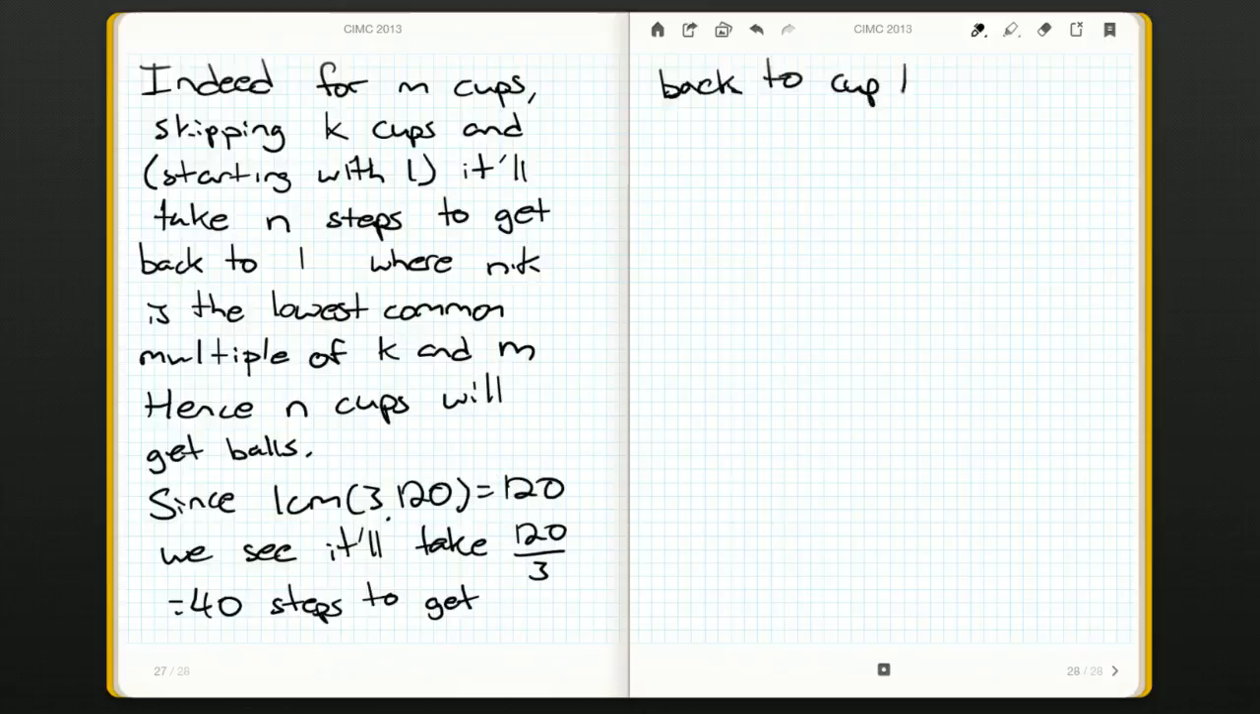Right? You might have been able to just say this right off the bat. We can see every third cup, we're going around 120 times, so everything's going to work out perfectly. And we just do 40 steps, and then we'll be back to 1. We're counting the cups that are equivalent to 1 modulo 3, is another way to look at this. So 40 cups will get balls, including cup number 1. We can either count them at the start or count them at the end, depending on how we count our steps out.